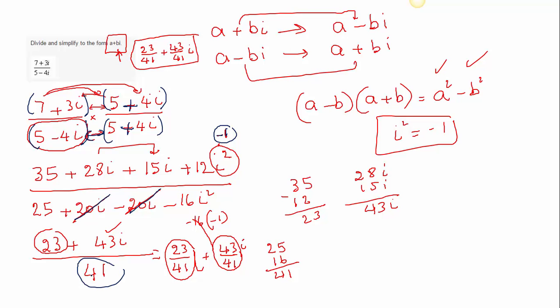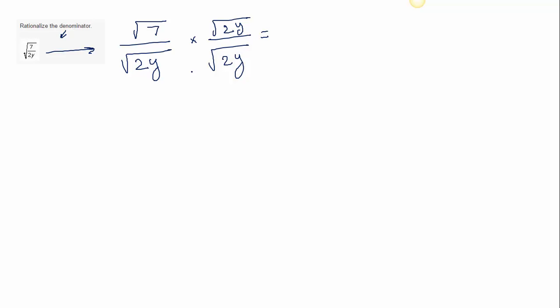So any fraction you can split into two fractions. You have 23 over 41 plus 43 over 41i. Final answer. Another one: rationalize the denominator. In this case, notice we have a radical in the numerator and denominator. Since the question is to rationalize the denominator, we can split the radical as square root of 7 over square root of 2y. And like we did in the previous problem, let's multiply up and down by square root of 2y. The reason for multiplying by the same one is that it will turn into a perfect square, and the radical with a square root will simplify.